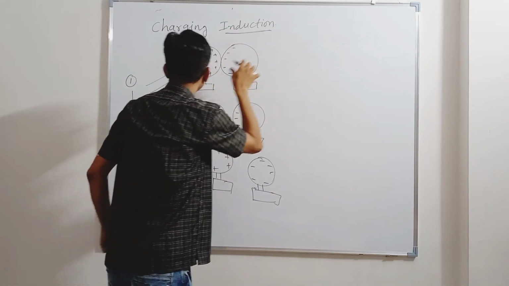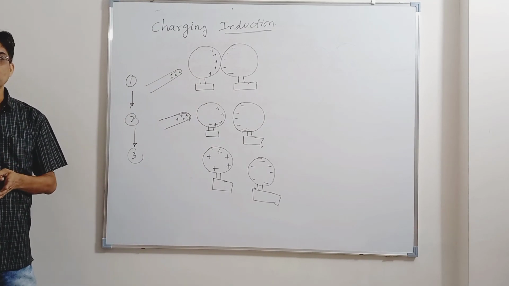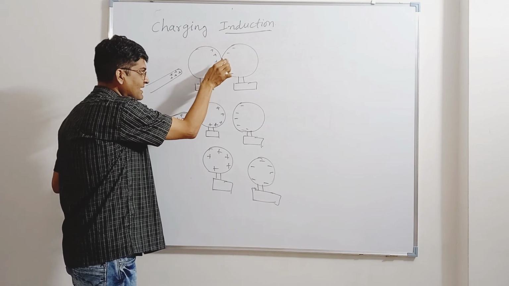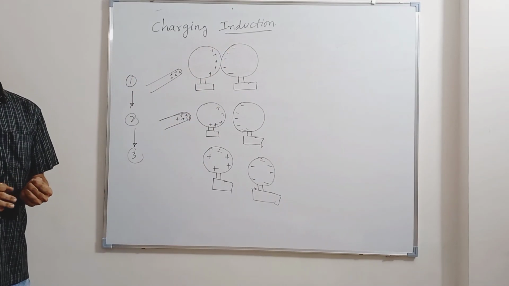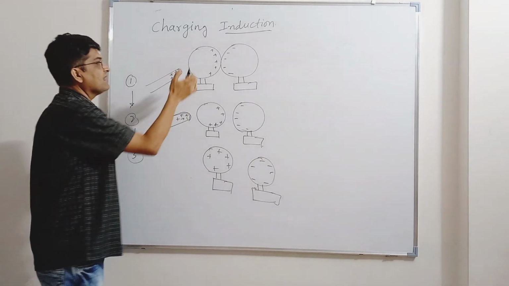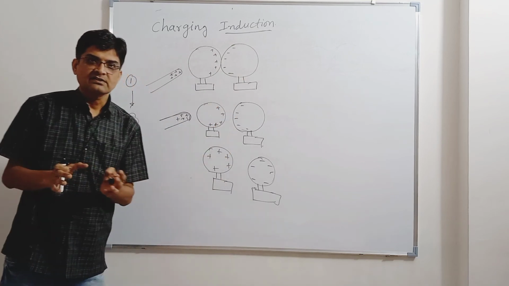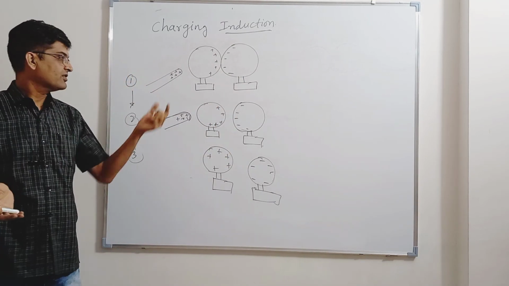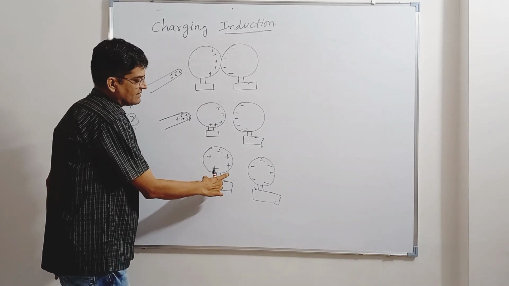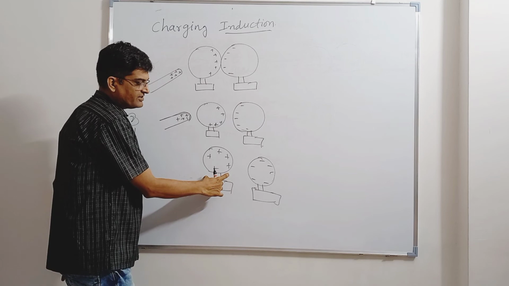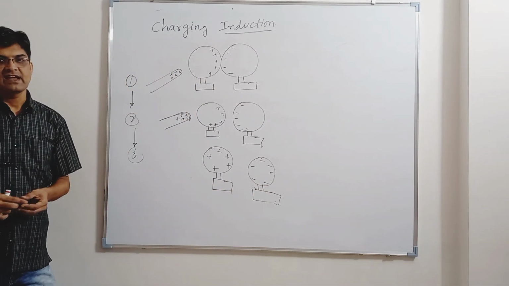So whenever a charged body comes near to another body, which of course has to be a conductor, charging by induction can take place in conductors only. It cannot take place in insulators, right? So in conductors, charge can move around. So positive and negative charge get redistributed because of this situation. And the process by which I have imparted positive charge on this object and negative charge on this object is called charging by induction, right?